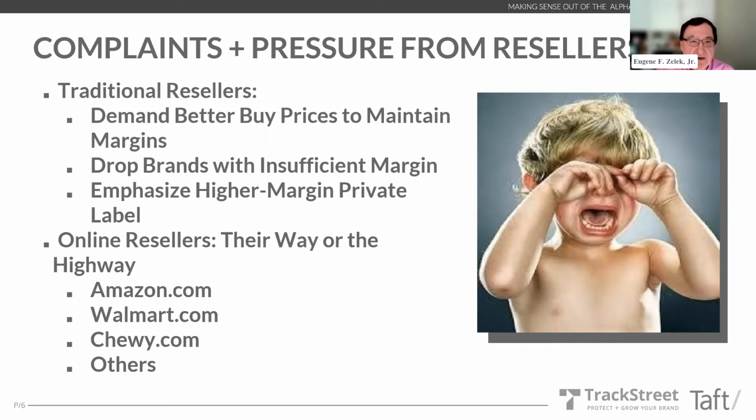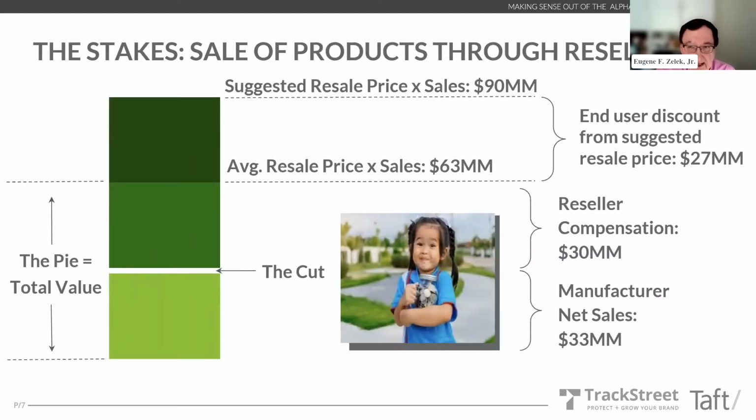There's something else going on that often is not addressed, and we call it the stakes. And what we mean by this, looking at this graphic, in this particular hypothetical brand, if all the sales were made, and by sales I mean at the retail level or at the end user level, if all the sales were made at the suggested resale price, this brand would be worth $90 million a year. But not all sales are made at that price. Instead, there's some discount that takes place, reducing the average resale price so that the aggregate sales to the end user are $63 million. That's the size of the pie. That's the total value within the channel.